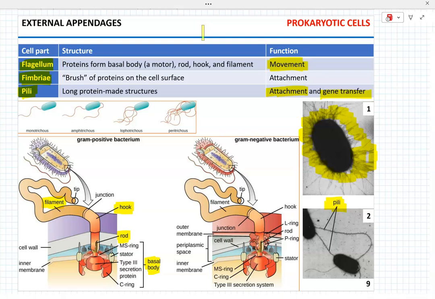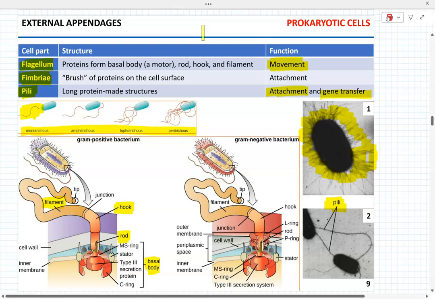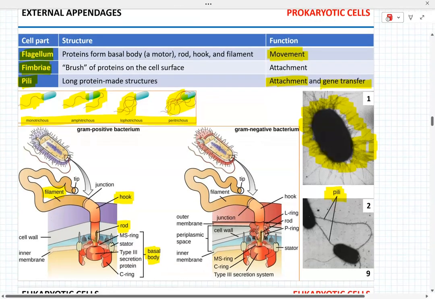Flagella can be arranged in four different ways. If there is one flagellum at the pole of the cell, we call this monotrichous arrangement. If there are two flagella on the opposite ends of the cell, we call it amphitrichous arrangement. If there is a bunch of flagella on one end of the cell, we call it lophotrichous arrangement. And finally, flagella located all over the cell surface represent peritrichous arrangement.